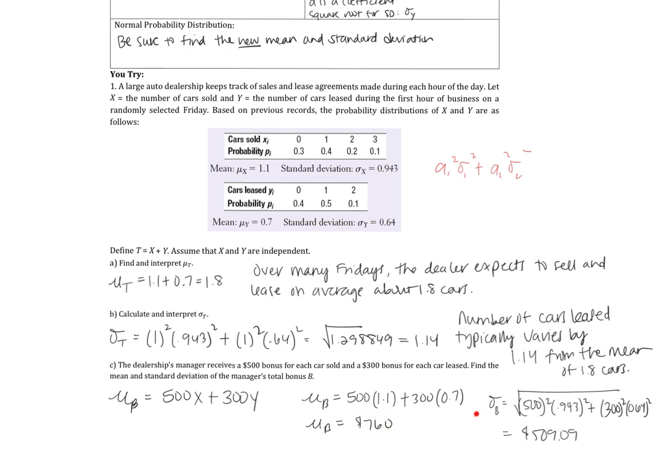The standard deviation, again, same formula. It's the leading coefficient. This time it's 500 squared times the associated variance or standard deviation squared, which is 0.943 squared. Then we add the next term, that leading coefficient squared times its associated standard deviation, which is 0.64 squared. And we work that out to get a standard deviation of 509.09.